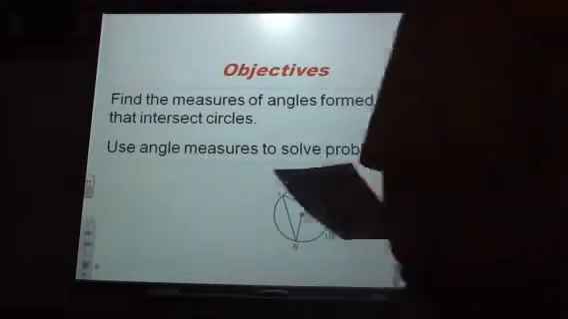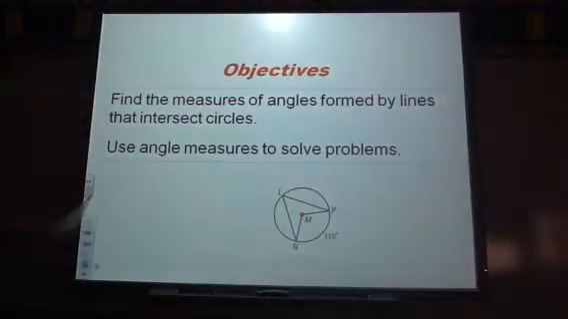Alright guys, today we're going to do section 12-5, angle relationships in circles. Our objectives: to find the measure of angles formed by lines that intersect circles, and use angle measures to solve problems.